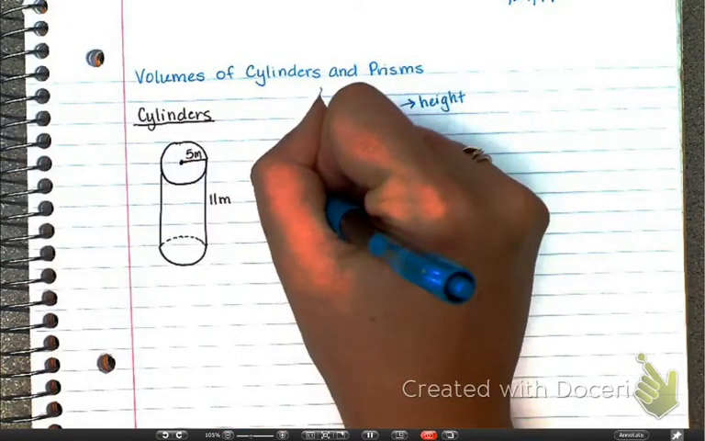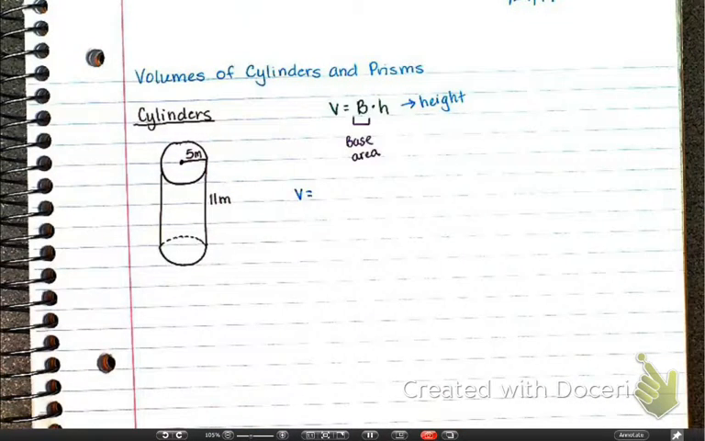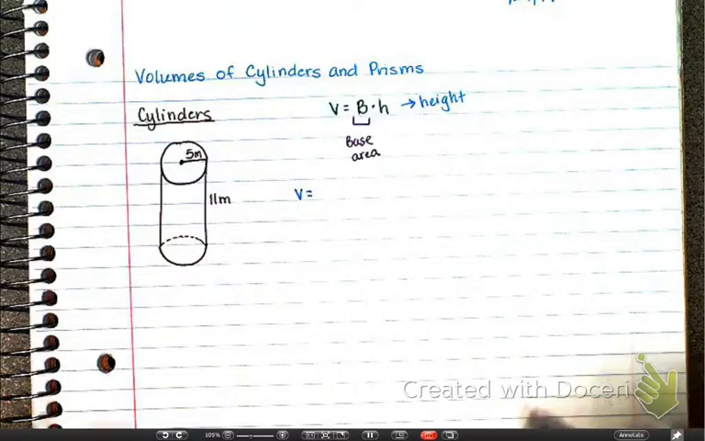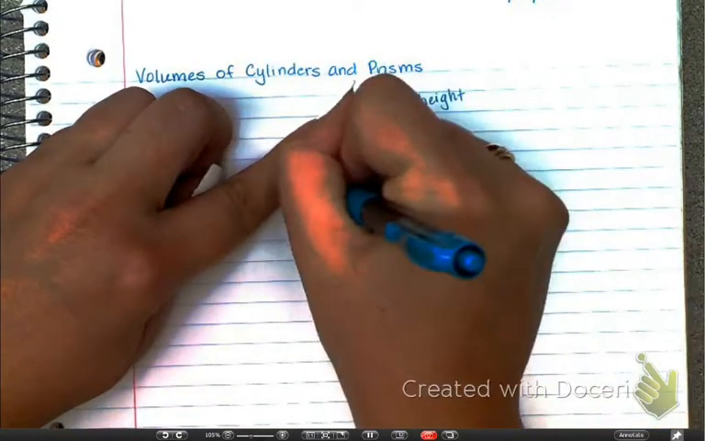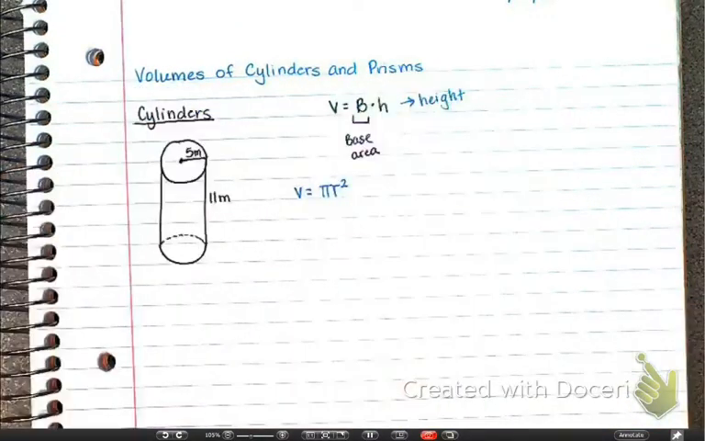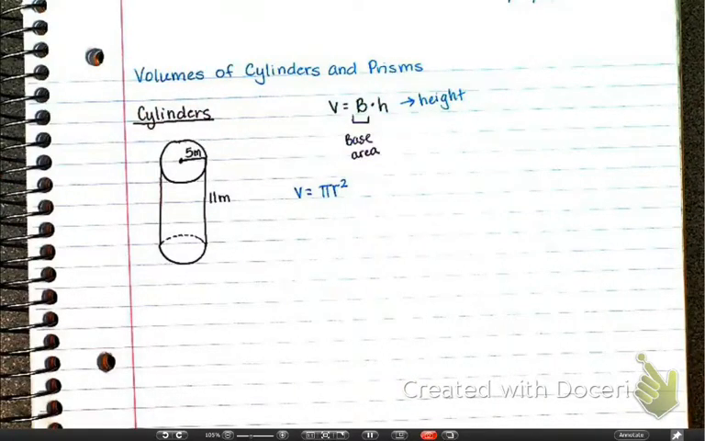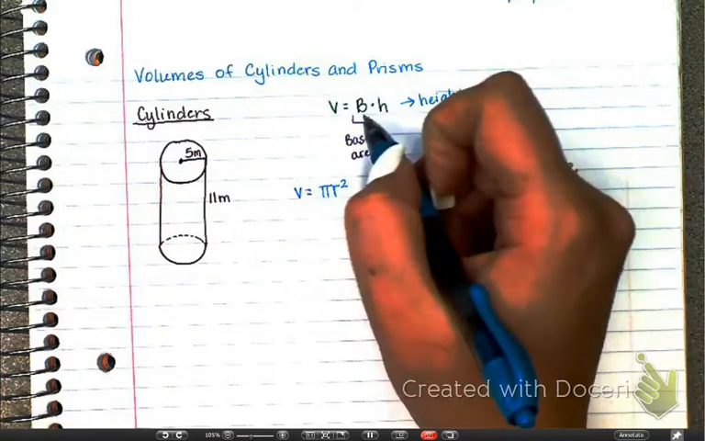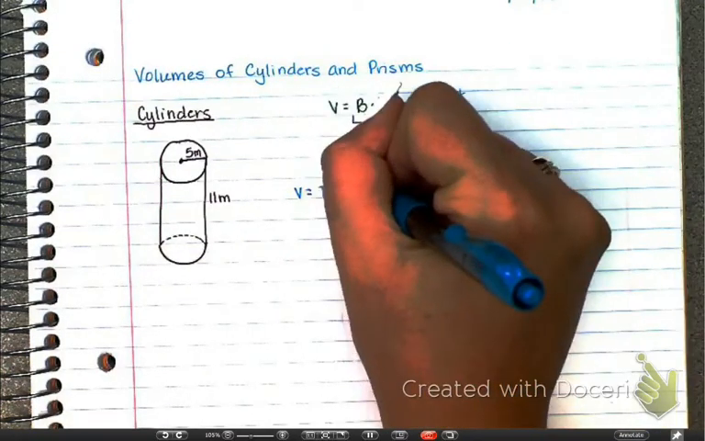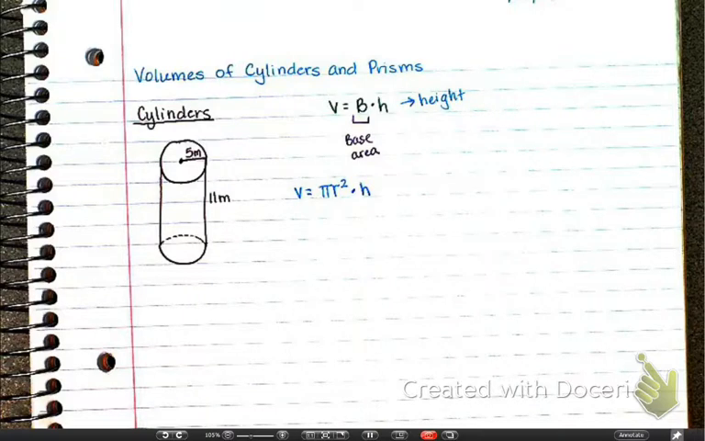The cylinder has a base, which is a circle, correct? Okay, so base we're going to replace with pi r squared, because that's my formula for area of a circle. I'm not plugging anything in yet. So pi r squared is replaced with the big B, and then I still have my height.